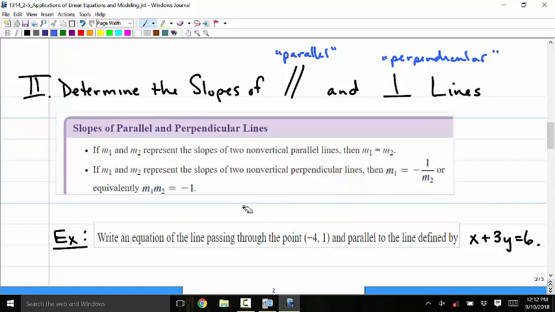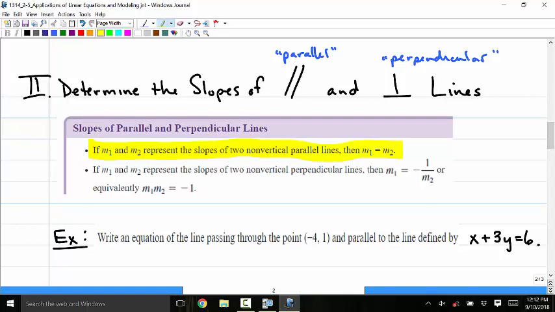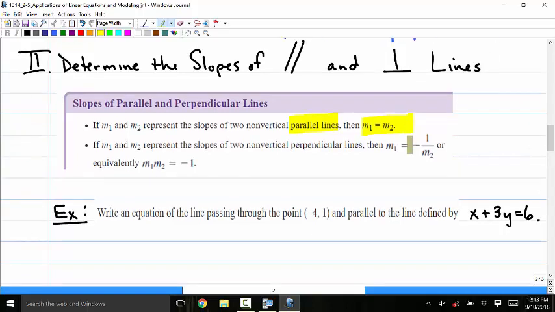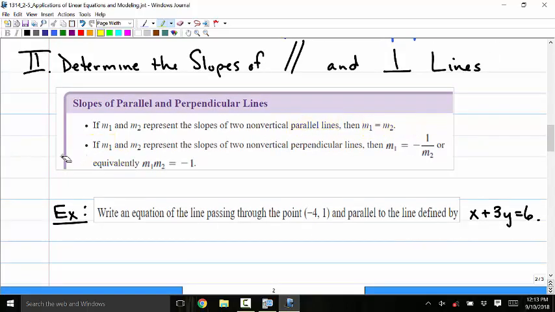Cross it. Okay, so this says if M1 and M2 represent the slopes of two non-vertical parallel lines, then the slopes are equal. So what you need to take out of that: parallel lines, slopes are equal. Parallel lines, slopes are equal. So let's do this first example. We'll come back to the second one in a second.